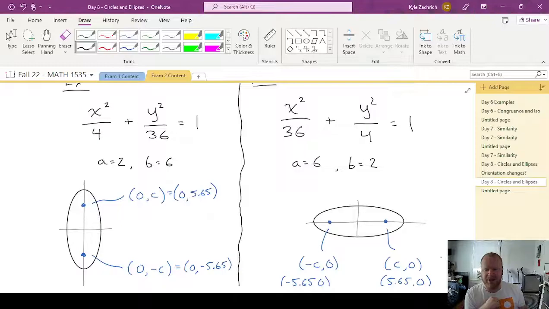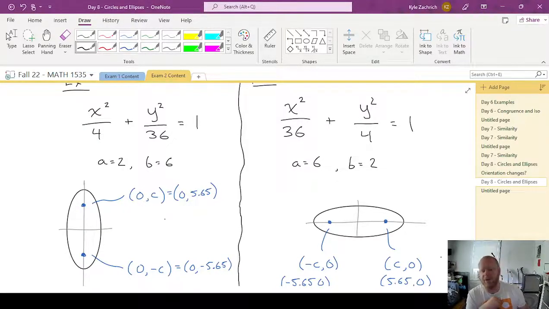And so that means that my focus points are going to fall on this y-axis here. And I've gone ahead and figured out where those focus points are. I'll show you the equation in just a second, but I'm going to call this coordinate (0, C), and this one's (0, negative C). Just to say it's the same number, right? This distance and this distance are the same.